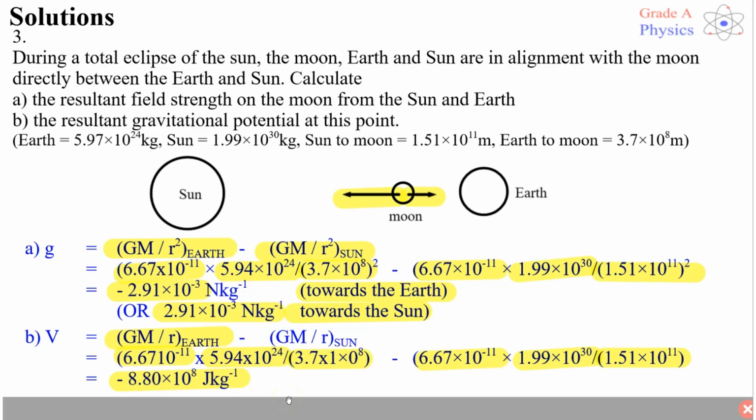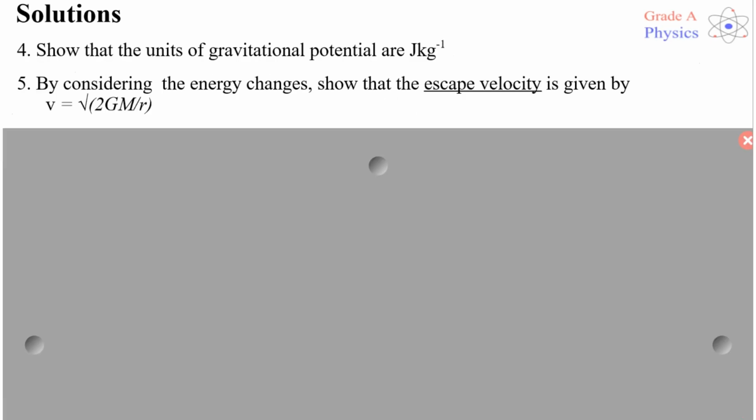So a difficult question, quite abstract, lots of calculations, lots of calculator techniques required, but you should be able to do this, and you certainly need to practice this because this type of question does come up in the exam. The final two questions are things that again, very often typical exam questions. We need to show that the units of, in this case, gravitational potential are joules per kilogram. So that's something we need to do.